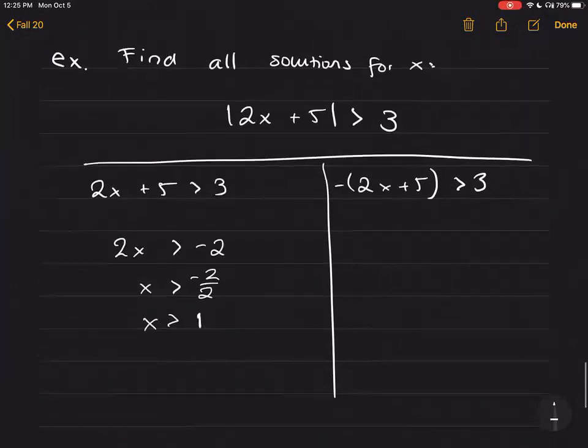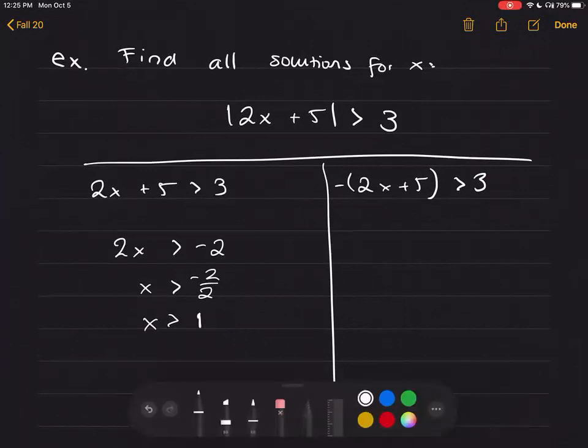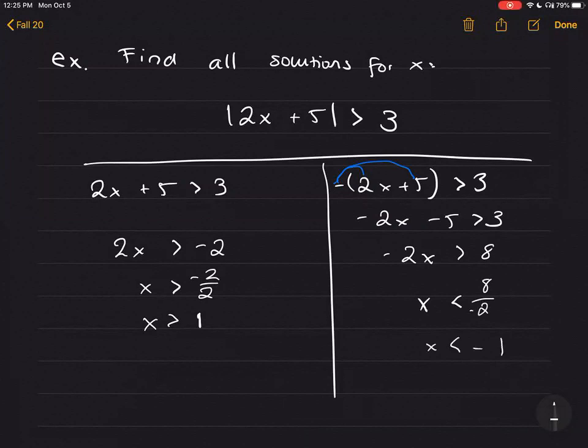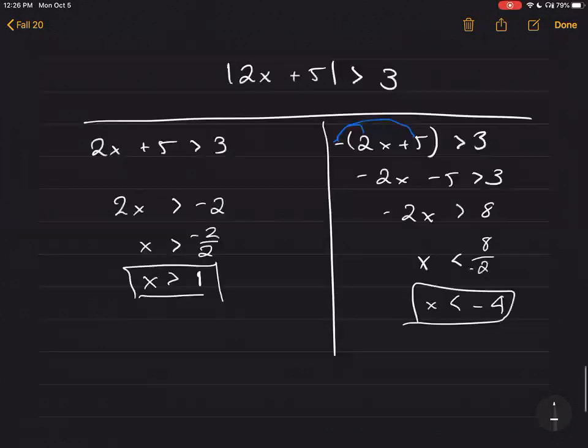And then for the other one, we can distribute this negative inside like this. So you get -2x minus 5 greater than 3. Add 5 to both sides, get -2x is greater than 8. Then divide both sides by -2, a negative number, so the sign is going to flip, where x is less than 8 over -2, which is x less than -4. So here are our two parts of the solution.